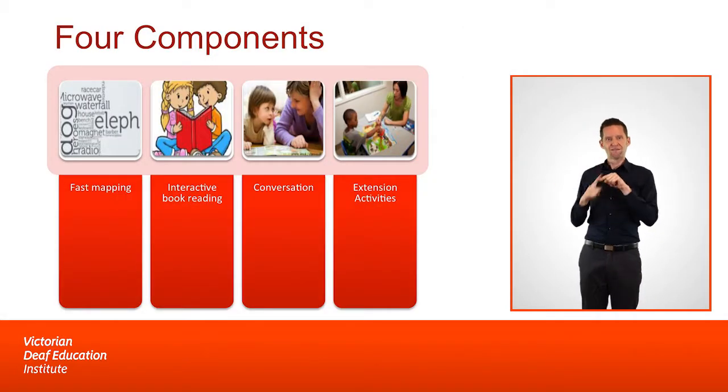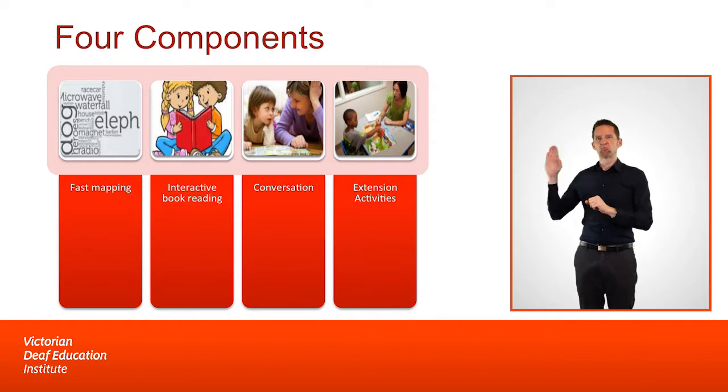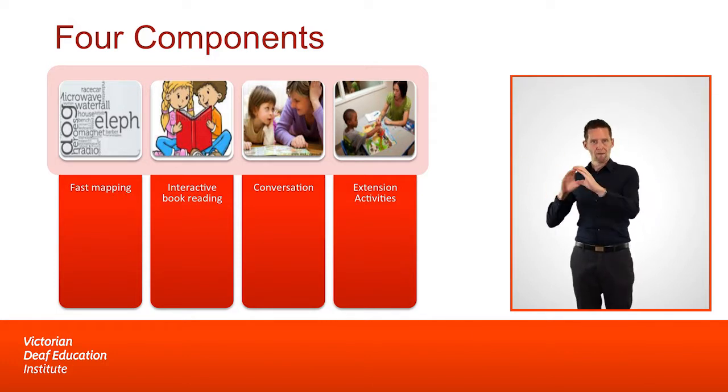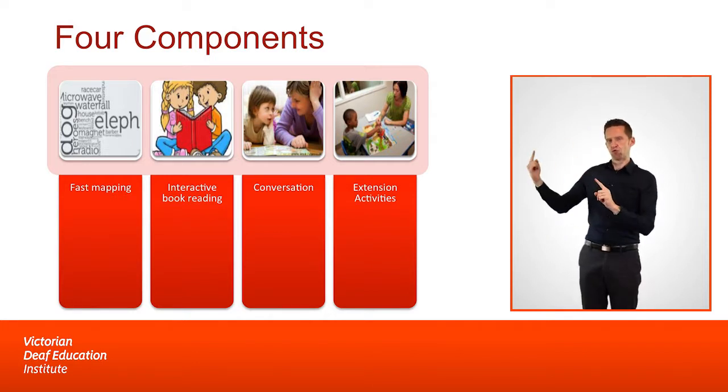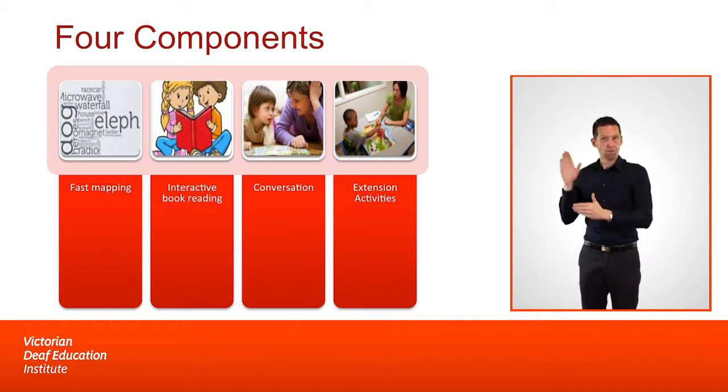The intervention itself then consists of 4 components: fast mapping, interactive book reading, conversation, and then extension activities. And I'll show you an example of each and what they mean and how to do them. Before I do that, I want to show you how we divide this, why we chose these 4 components.